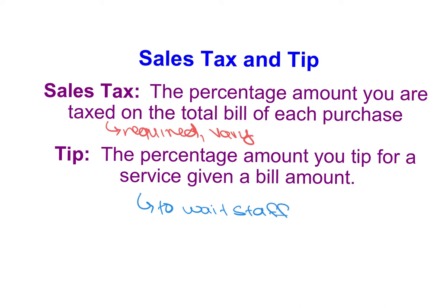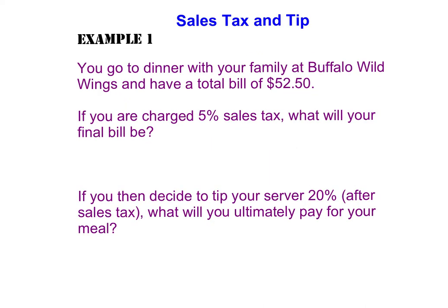So when we're talking about sales tax, that's the required amount that the state taxes you on your bill. And then tip is your choice, and you get to select how much you are going to tip. So let's dive in and look at this first example. It says you go to dinner with your family at Buffalo Wild Wings and have a total bill of $52.50. Now this total bill of $52.50 is your bill before tax and tip is applied. So it says if you are being charged 5% sales tax, what will your final bill be?